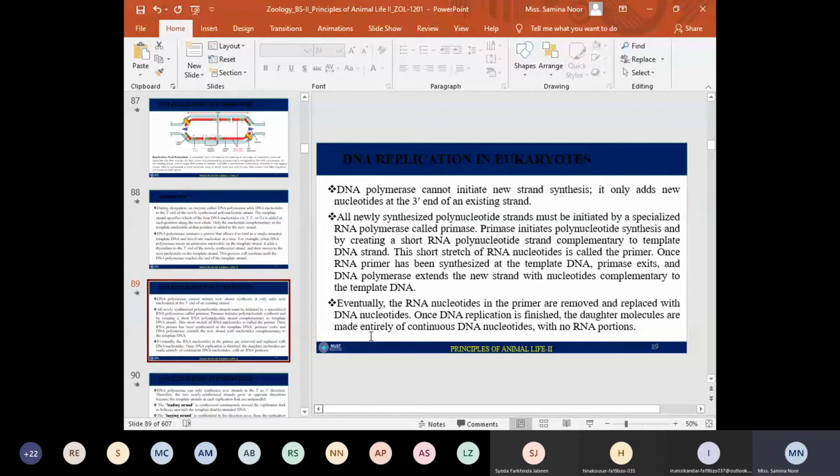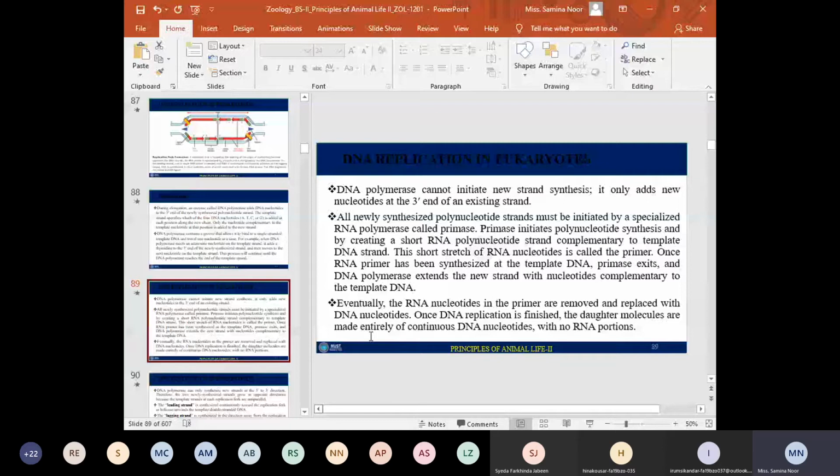Such RNA nucleotides in the primer are removed later on during the process of replication, and then replaced with DNA nucleotides. So once DNA replication is finished, the daughter molecules are made entirely of continuous DNA nucleotides, with no RNA portion and no RNA primer content.